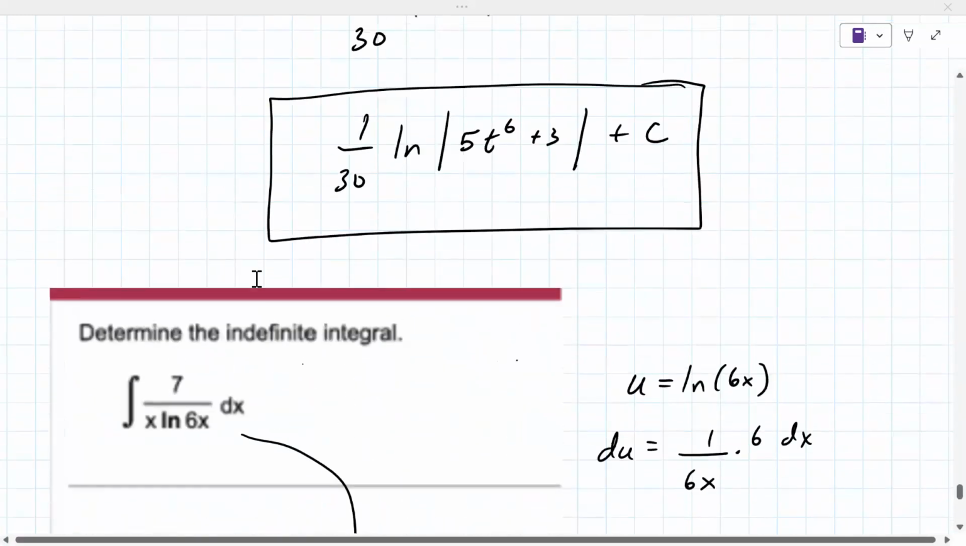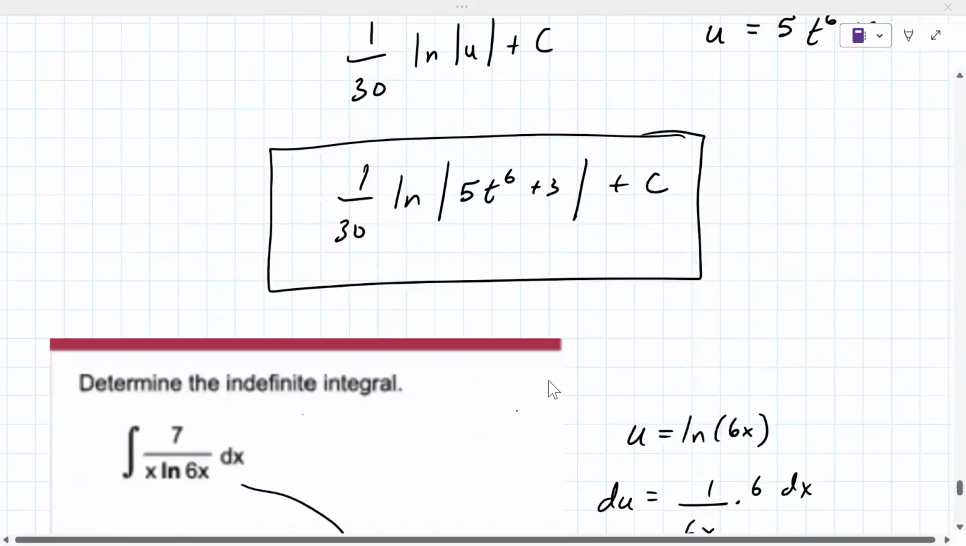Okay. And just again, like these are absolute value bars. Make sure you include those.